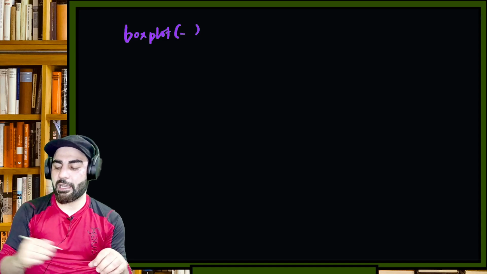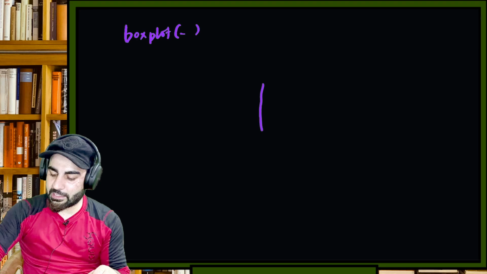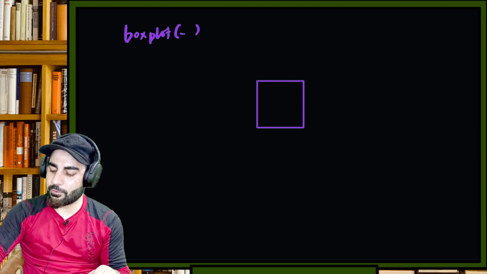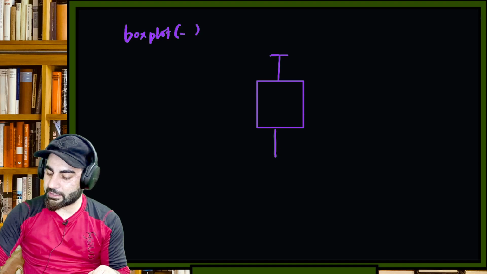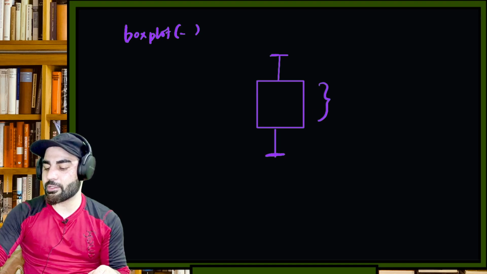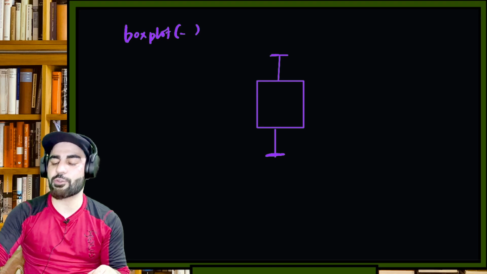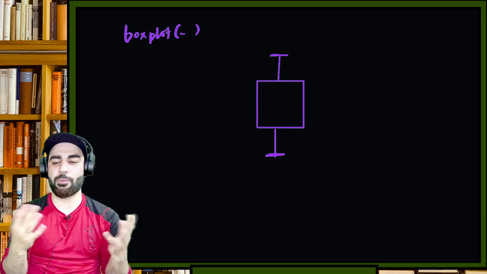And how will this look? This will look like this. Let me make it a bit neater. Maybe for most of you, this graph you might have seen for the first time. It will be something like this. You can see there is a box, and there are these whiskers. That's why it's called box plot or whisker plot or box whisker plot.